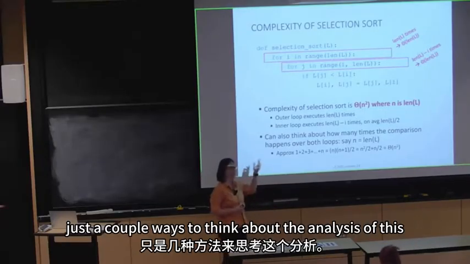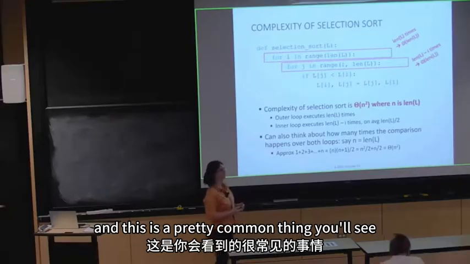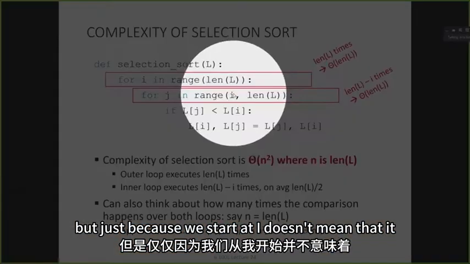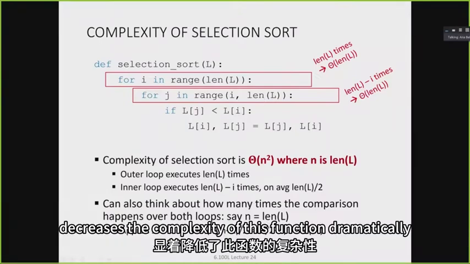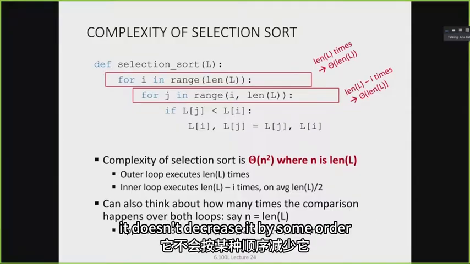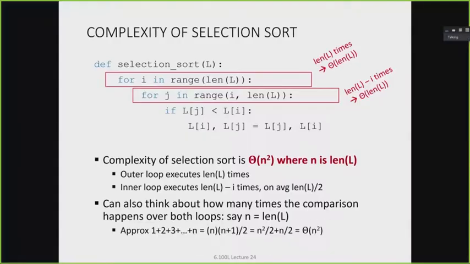All right, so just a couple ways to think about the analysis of this. And this is a pretty common thing you'll see, but just because we start at I doesn't mean that it decreases the complexity of this function dramatically. It doesn't decrease it by some order, it just decreases it by half, right? So it's still theta of length L squared.